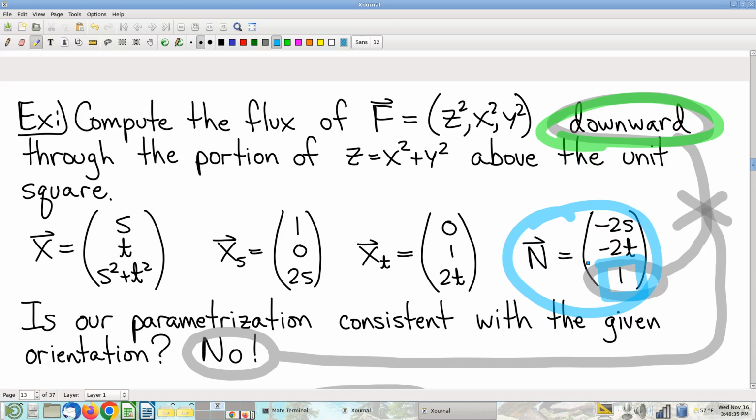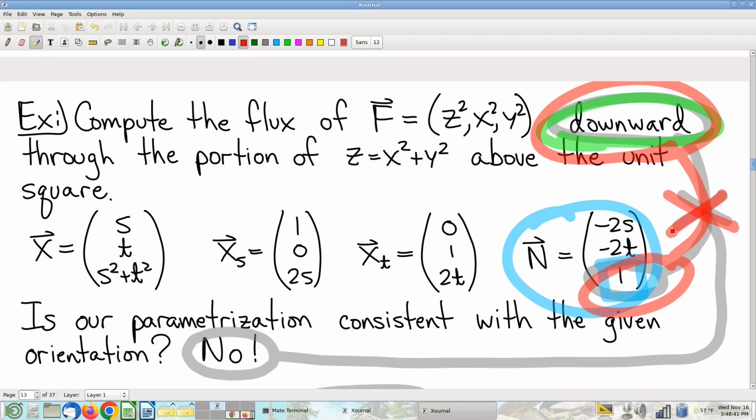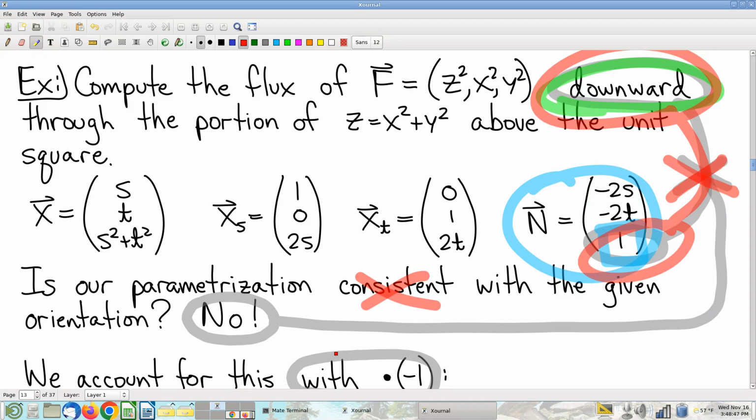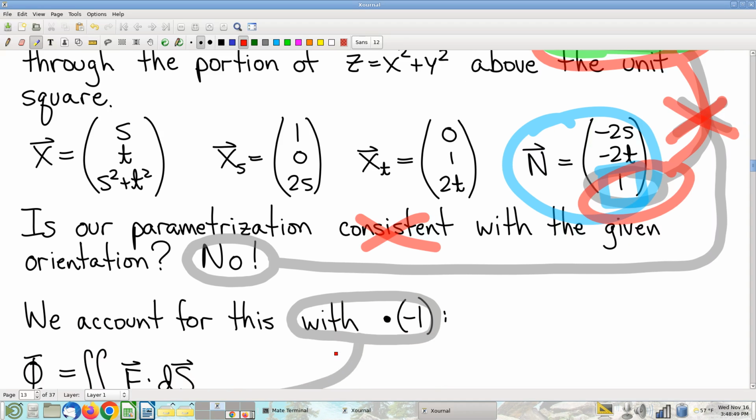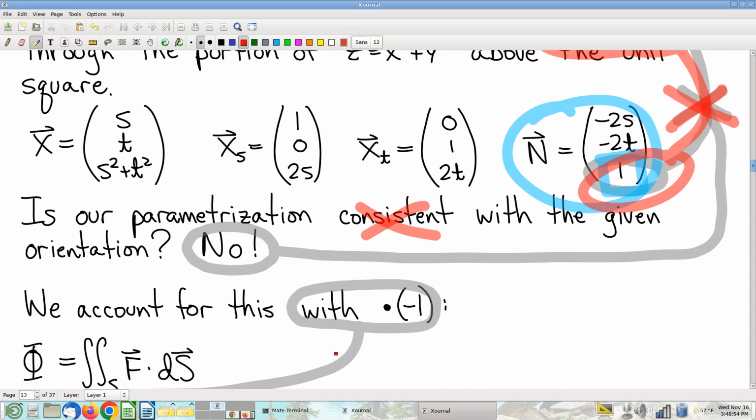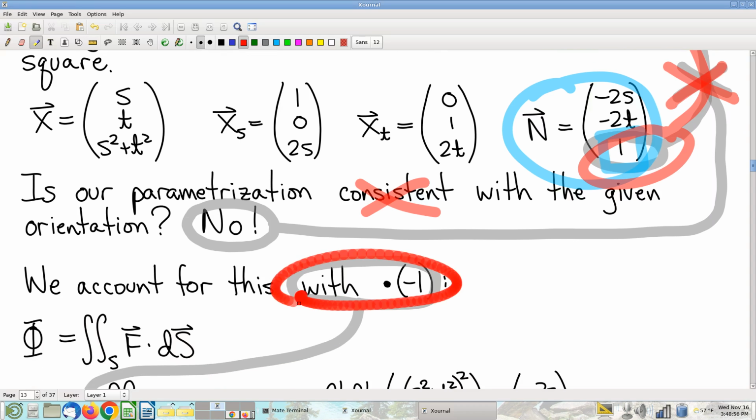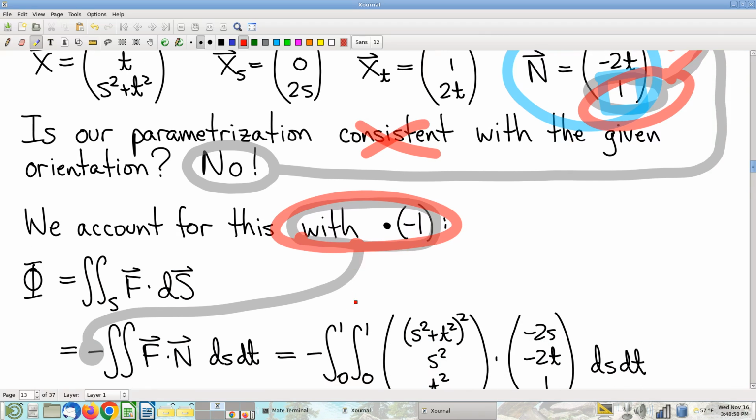So by seeing this discrepancy, seeing that these two are in conflict, I realize I did not parameterize this consistent with the given orientation. That means that if I proceed with this calculation, I'm going to get a wrong answer by a minus sign, and I'm going to fix it by literally sticking in a minus sign in the middle of the computation. Did I see another hand somewhere? No?